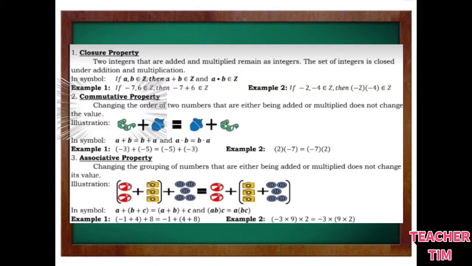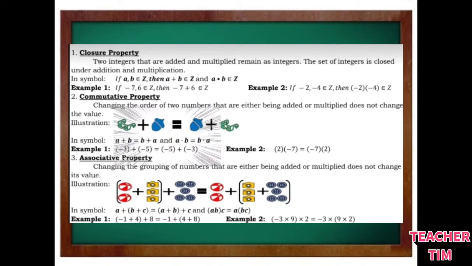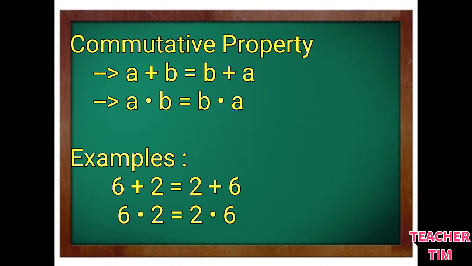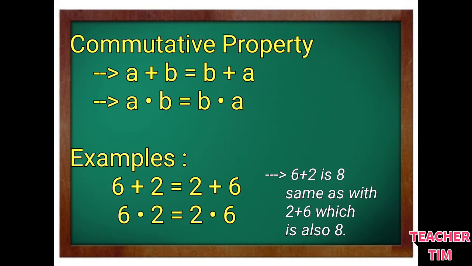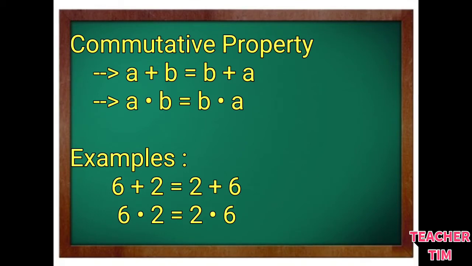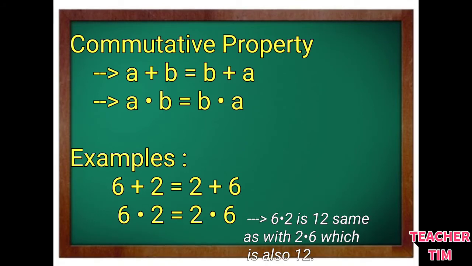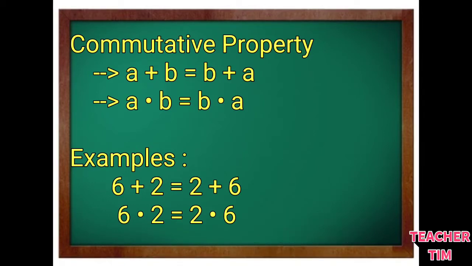Commutative property: changing the order of 2 numbers that are either being added or multiplied does not change the value. In symbols, A plus B equals B plus A, and A times B equals B times A. Examples: 6 plus 2 equals 2 plus 6, and 6 times 2 equals 2 times 6. 6 plus 2 is 8, same as with 2 plus 6, which is also 8. And in 6 times 2 equals 2 times 6, 6 times 2 is 12, same as with 2 times 6, which is also 12.